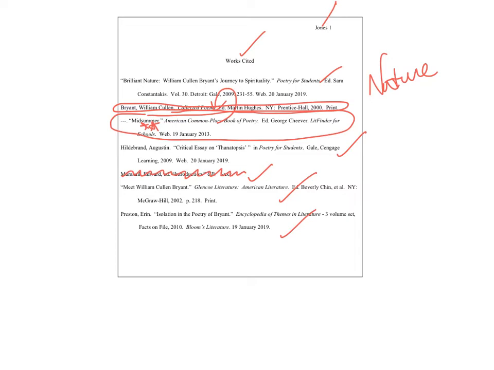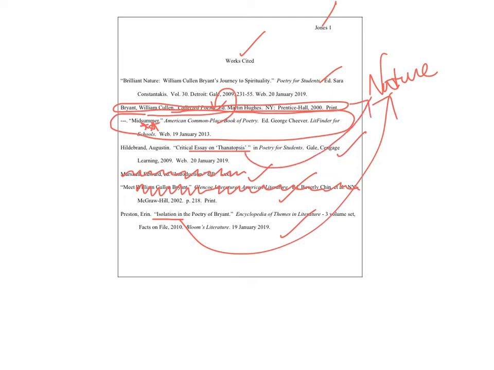Or if you're dealing with this one, William Cullen Bryant, and that's just too general, you can get rid of that. So maybe Preston says something about isolation and you're tying it into nature, and Thanatopsis is actually one of your poems and they definitely address the idea of nature, and here it actually specifies nature. So I've got my 3 critics then, and I've got my primary source. So that's all you're doing for this next step in the process.